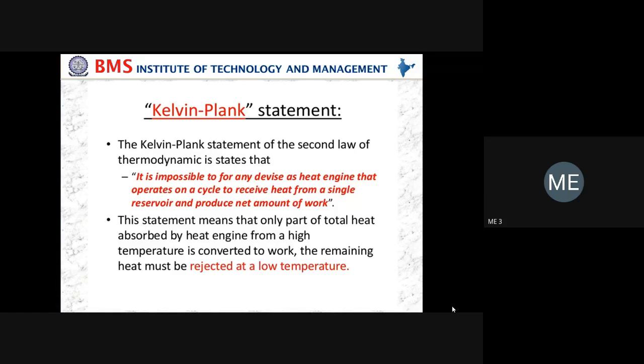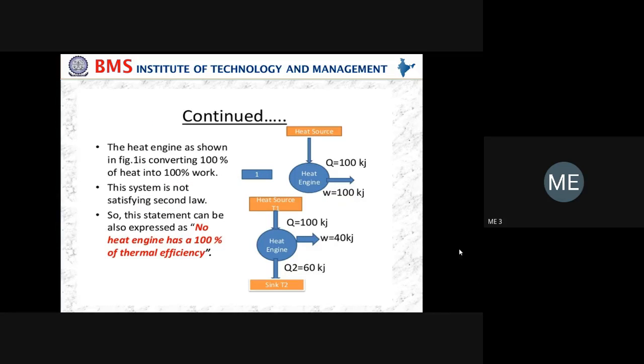It is impossible for any device as a heat engine that operates on a cycle to receive heat from a single reservoir. The meaning is that, for the operation of a cyclic heat engine, we should have both a source at higher temperature and a sink at lower temperature. That is the meaning of the Kelvin Planck statement. I'll explain with the diagram. You see the first diagram.